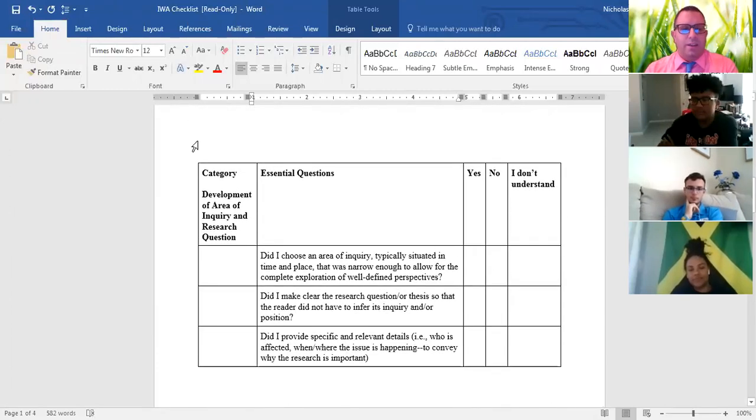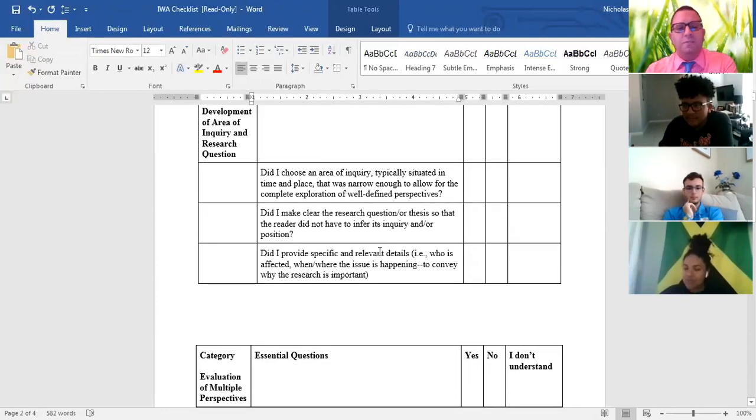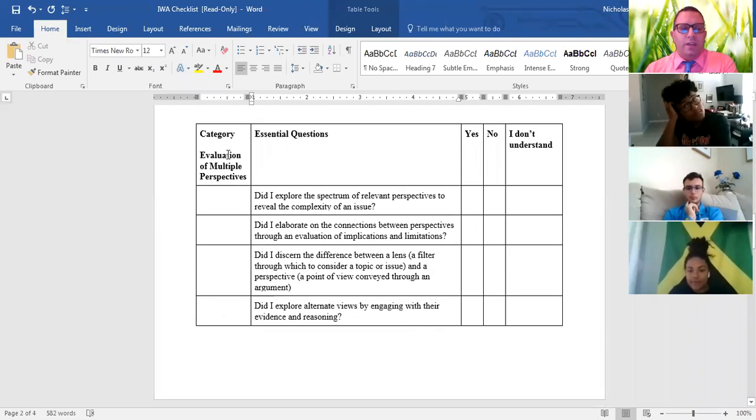Then we come down here. I'm not going to read every single one of these to you, okay, but here we have the third area from that rubric, which is development of the area of inquiry and your research question, okay, and you can see this is about choosing specific details, making a clear research question and or a thesis, okay, so this is all about specificity.